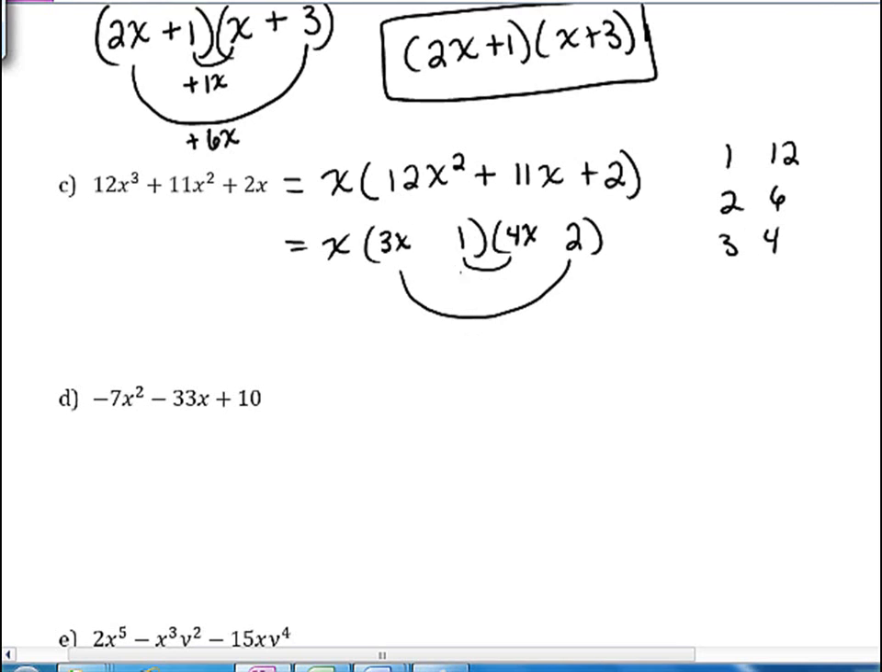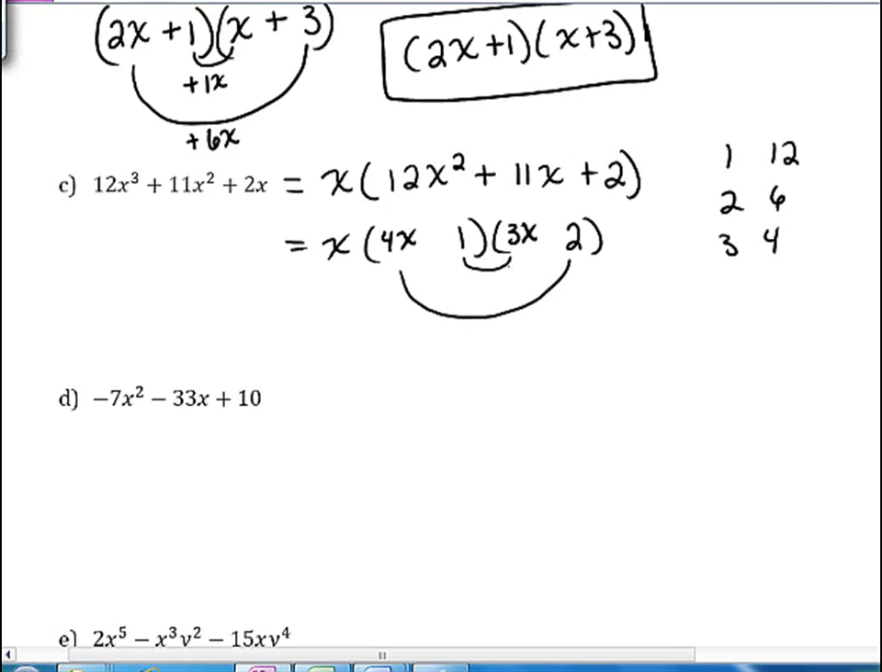So now when I multiply my inners together, I get 4x. And when I multiply the outers together, I get 6x. And again, this will give me 10x, and that doesn't work. So try it the last way and see if that works. So that would be 4x and 3x.